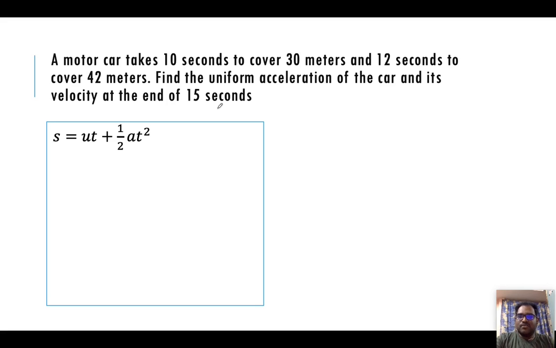Fine. So first we'll start with this very simple equation. S is equal to ut plus half at square. Fine. Why is this equation taken into consideration? Look into this. Here 10 seconds, which means you have a time. Here again you have a distance. Yes. Here again you have a time, and here again what you have is S. You are asked to find out what is your acceleration and what is your velocity, and again they have given you what is your time.